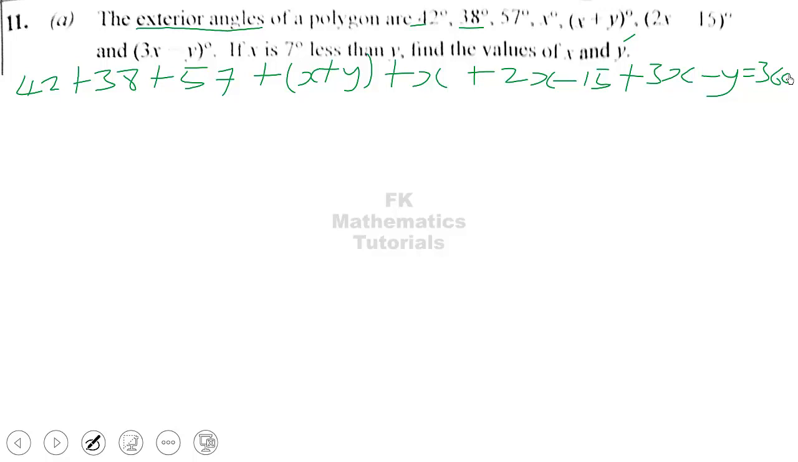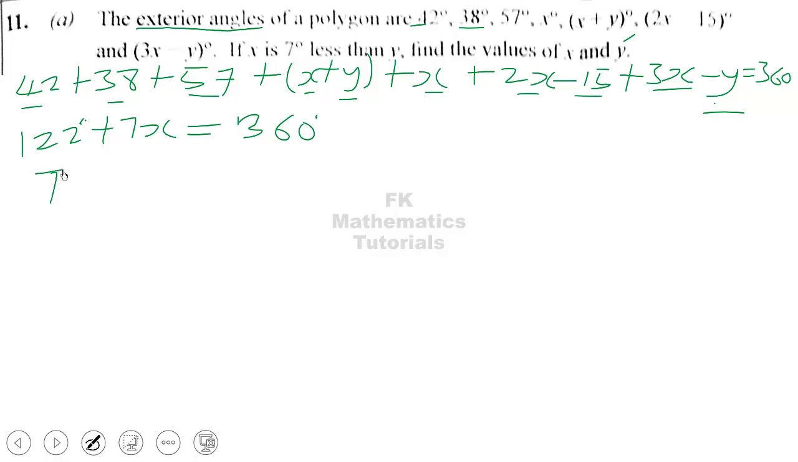Now we can simplify this. Let's add 42 plus 38, this will give us 80. 80 minus 15 will be 55. 55 plus 57 will be 122. So we have 122 degrees. Then we have x plus x is 2x plus another 2x is 4x plus 3x, which is 7x. Then we have y plus negative y is 0, is equal to 360.